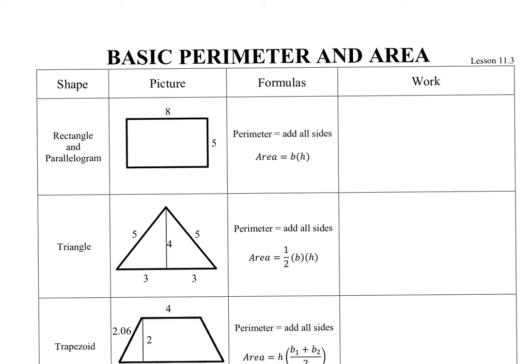Today we're talking about basic perimeter and area. So we've got a lot of easy review, some middle school type stuff here today. Let's start by going through and doing some perimeter and some area for basic shapes. First one is a rectangle.